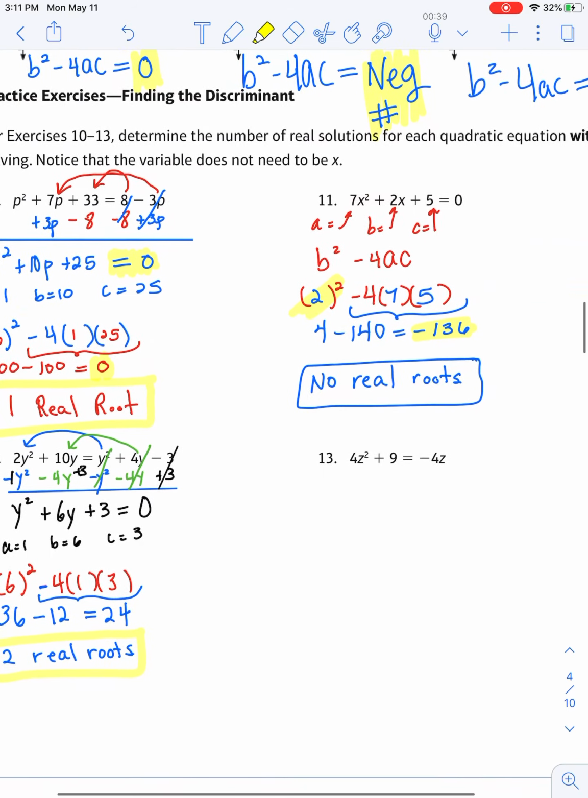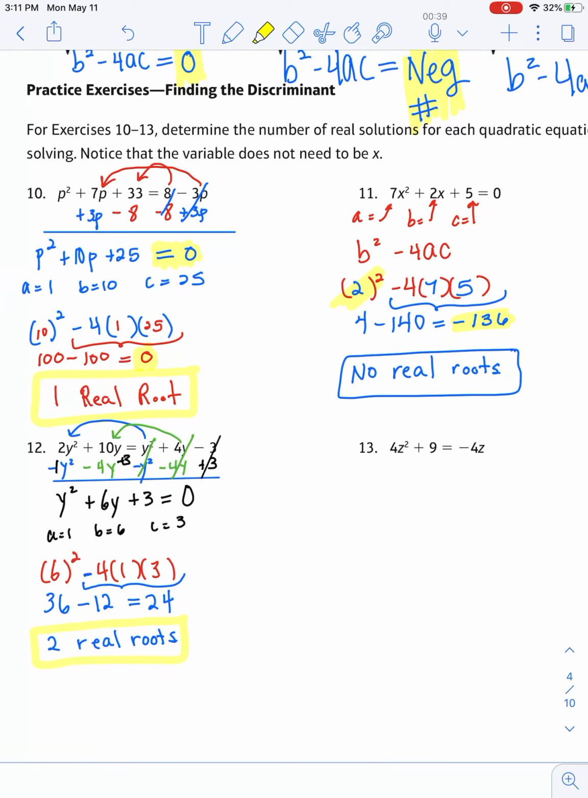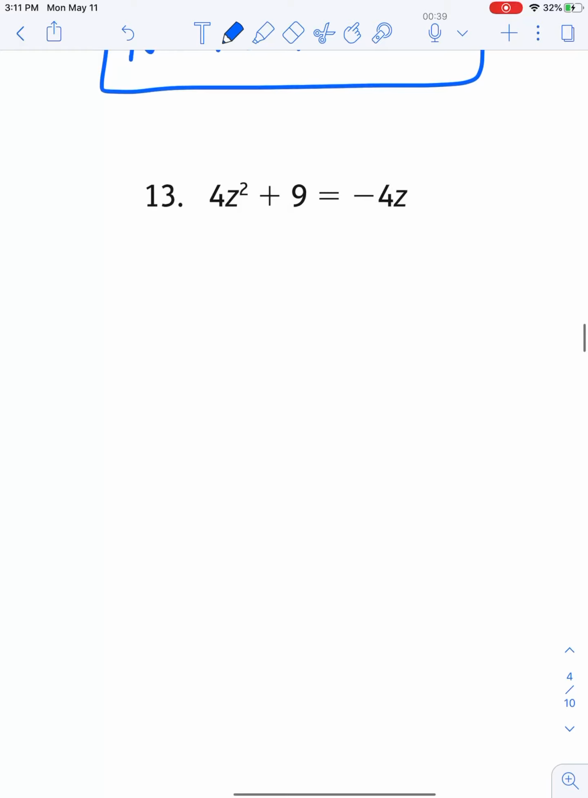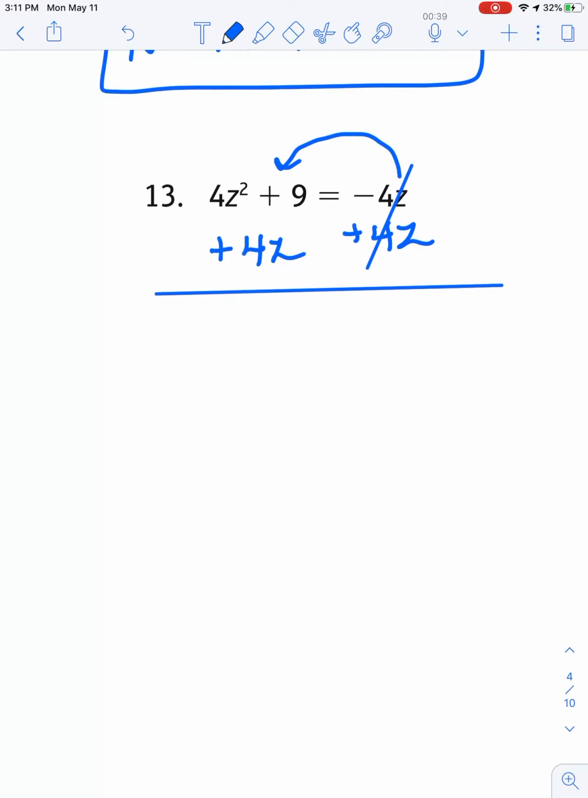All right, so at this time, why don't you go ahead and give this a quick pause, and you try number 13, and then come back to check to see if you got it correct. Okay, so hopefully you've paused and you've tried the problem. So now you can check your work. So again, I need to get everything equal to 0. So I'm going to add 4z to both sides, and 4z squared comes down. Now remember, there's no other 4z or z to the power of 1, so this is just positive 4z plus 9, and now I can set it equal to 0.